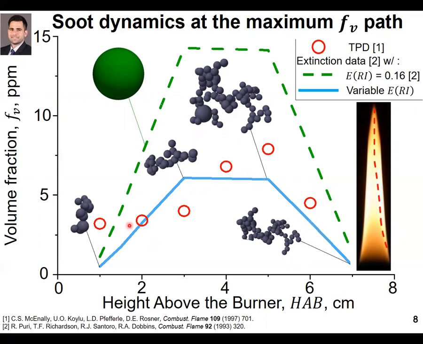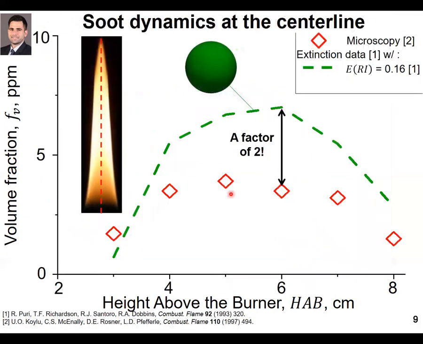So the soot volume fractions that we obtained, accounting for the realistic agglomerate structure of soot, are much smaller than those obtained from light extinction data, assuming spheres, and they are in excellent agreement with the volume fractions obtained from thermocouple particle densitometry. We can also estimate the evolution of the soot volume fraction at the centerline of the Santoro flame.